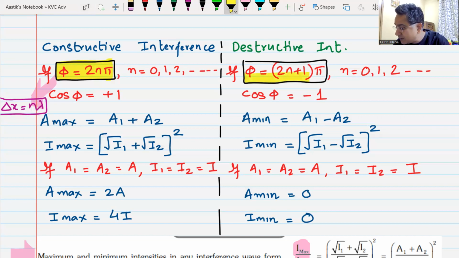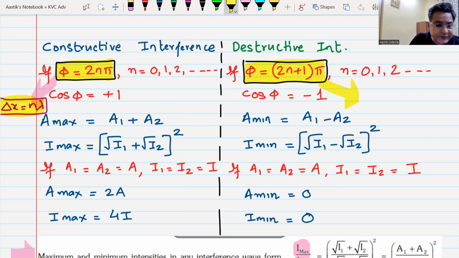Now we talked about phase difference. We can also write the same thing in terms of path difference. How much should be the path difference? Here also we have written the same thing in terms of phase difference and path difference. Phase difference was 2n pi. Path difference was n lambda. What will be the path difference here? Can anyone tell me? For destructive interference.